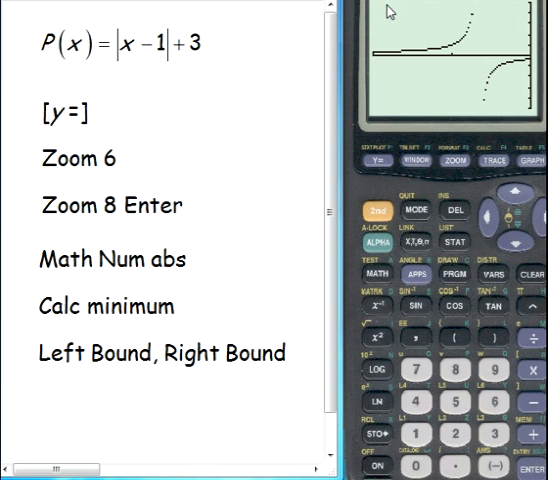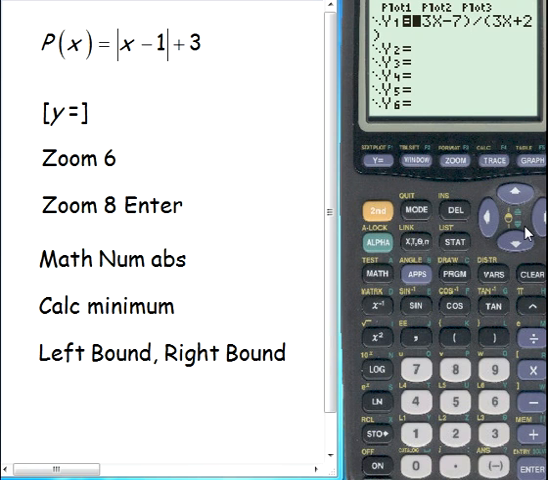Let's look at another function, and this one has an absolute value in it. P of x equals the absolute value of x minus 1 added to 3. Let's go to the y equals key again and clear out the function we had in there before and enter the absolute value function.